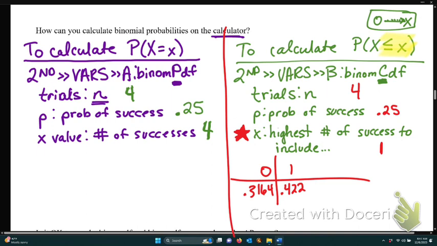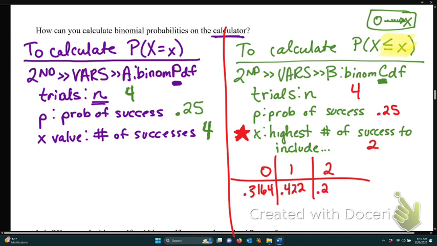I want everybody to go to second vars, binomial CDF, and now put in an X value of 2. Wow. It keeps adding up. What was the probability of exactly 2 yesterday?